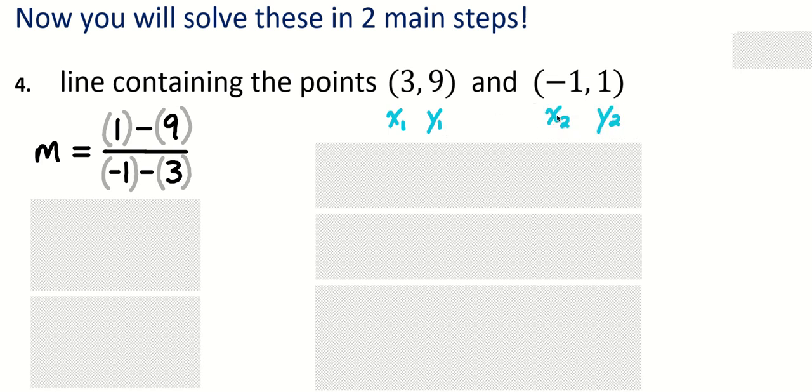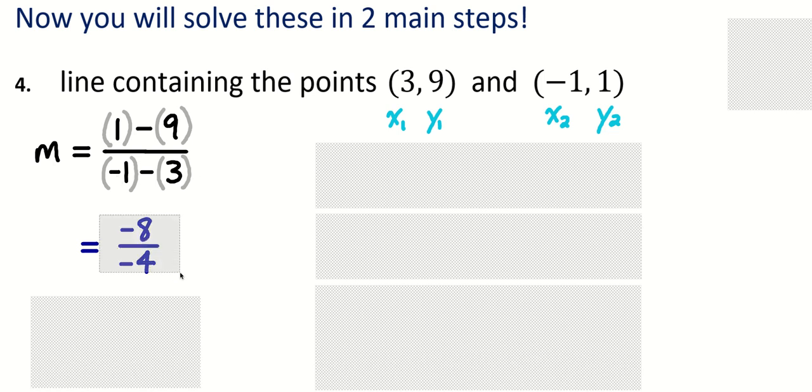x1, y1, x2, y2. And then, letting this play out, 1 minus 9, well, that's negative 8. Negative 1 minus 3, well, that's negative 4. And then you're going to want to reduce that or straight up divide it clean if possible. So your final slope is 2. Well, guess what? Now that we know m is 2, don't we have everything we need for point slope form? Yeah, of course we do.